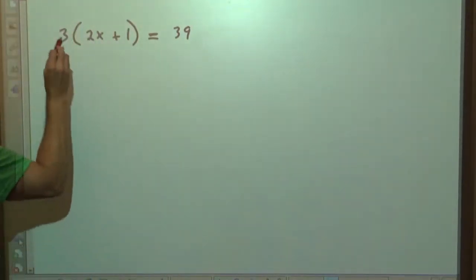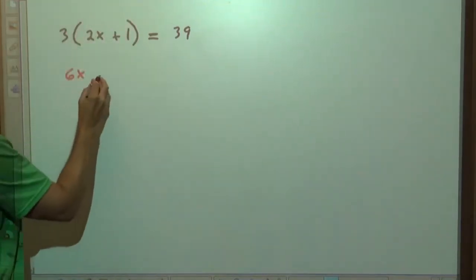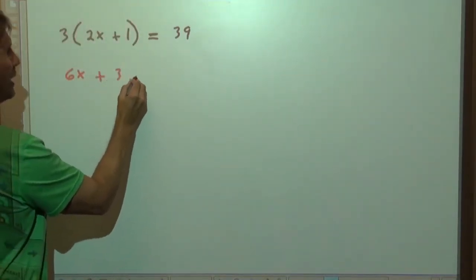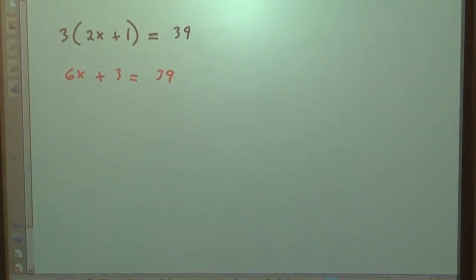If we take the 3 times the 2x, we get 6x. We take the 3 times the 1, and we get 3, equal to 39. Now it's a simple 2-step equation that we can solve.